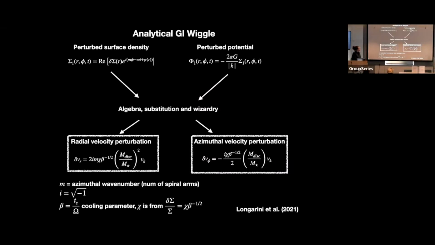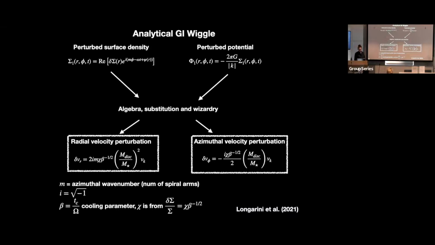We can also describe this analytically by perturbed surface density and perturbed potential equations. This work was led by Cristiano Longarini, who's a PhD student at the University of Milan. With a lot of algebra, substitution, and wizardry, he sent me the draft of this and said, can you please check my working? And it took me 3 weeks of only working on that. But you can get an expression for the radial velocity perturbation and also the azimuthal velocity perturbation. So it's really nice that we also have an analytical description of the GI wiggle, not just the simulations.